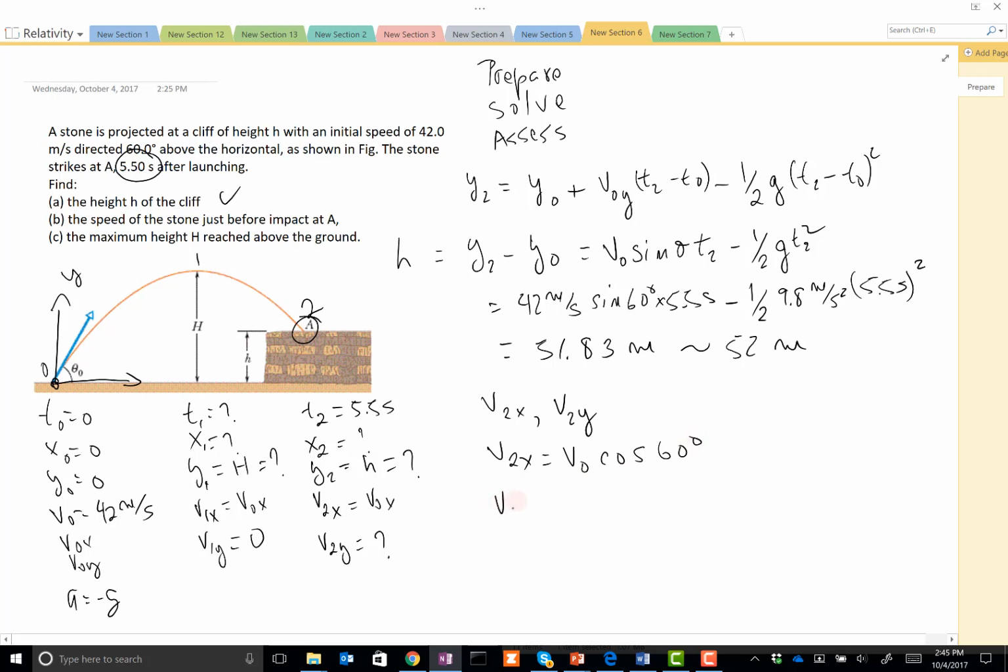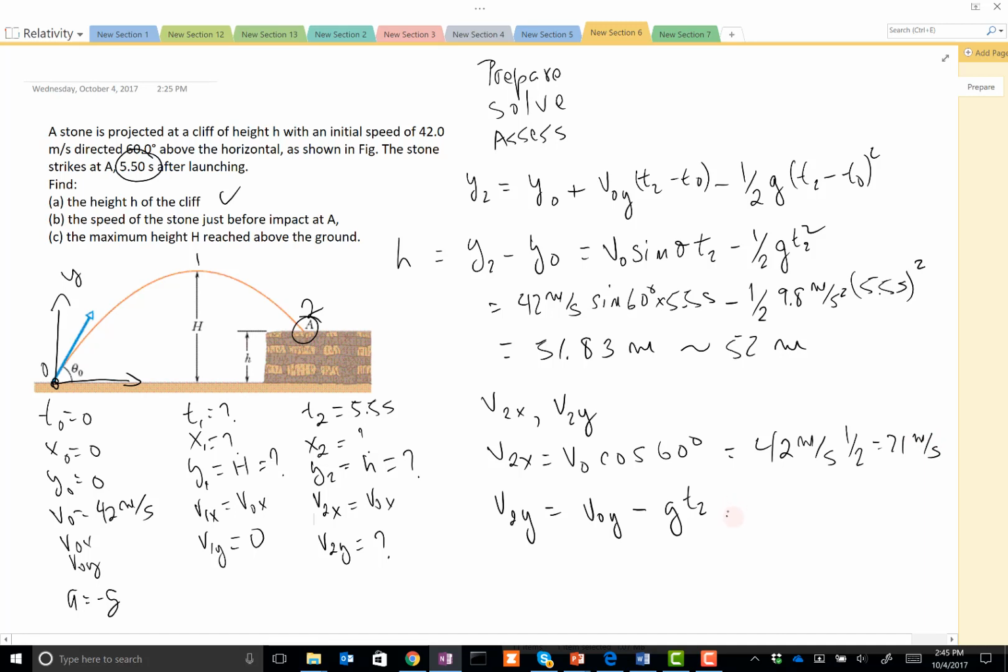And v2y, that'll be equal to v0y minus g times t2, right? Applying that equation, v0x is going to give me 42 meters per second times 1/2, which is the cosine of 60 degrees, so that's 21 meters per second.